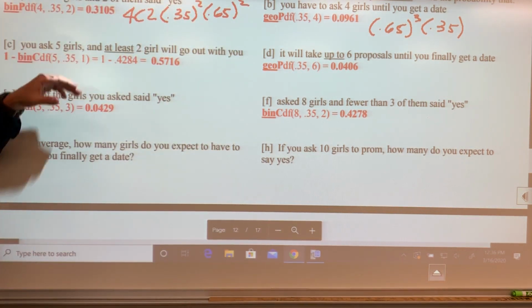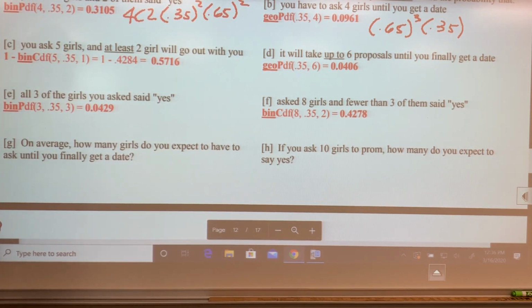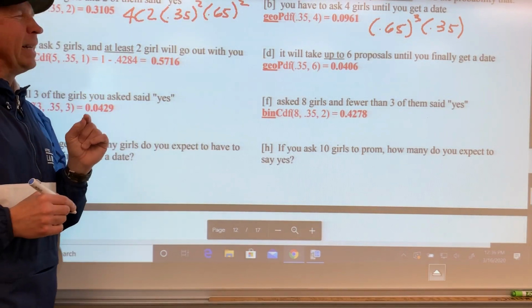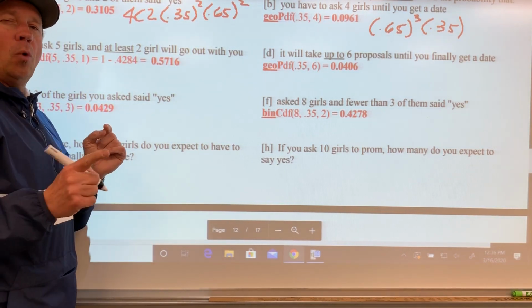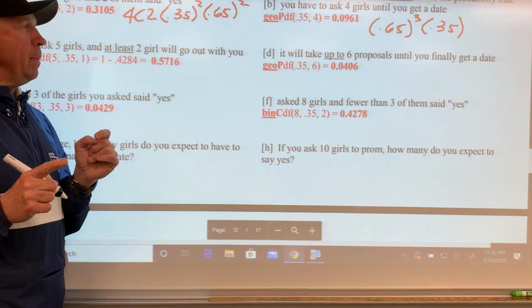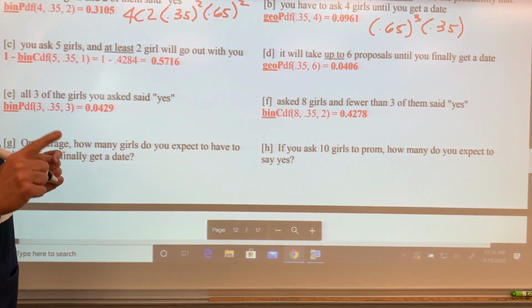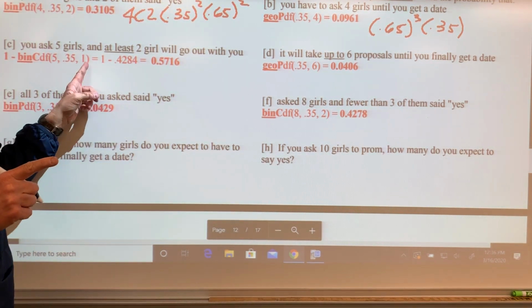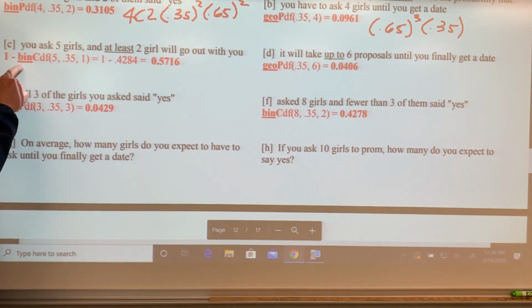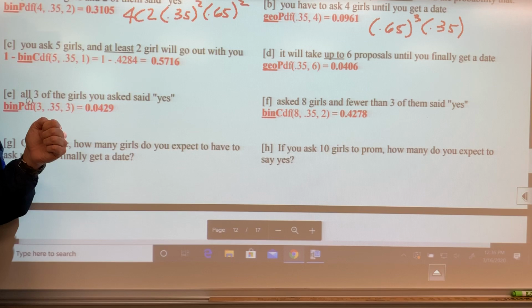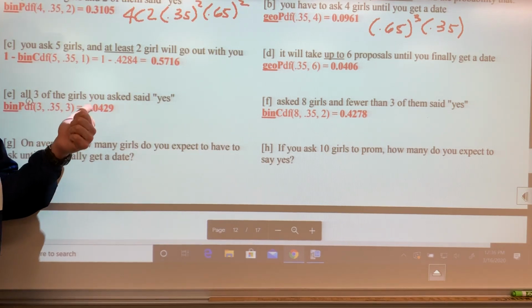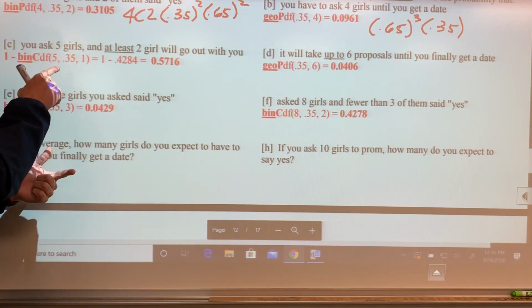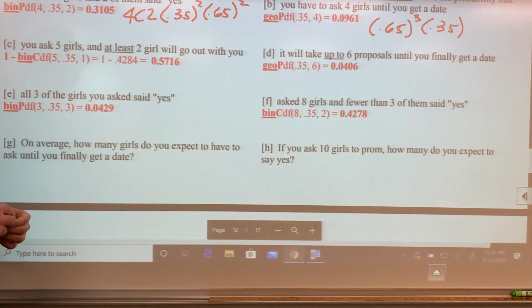If you ask 5 girls, at least 2 will go out with you. This is binomial. At least 2 will go out with you, at least 2. That means I'm going to go 1 minus 1 or less right here. So this is binomial CDF. I got to add together the probability of 0 people saying yes or 1 saying yes, and then go 1 minus that, and you'll come up with the answer.